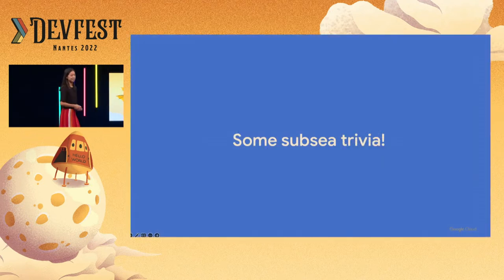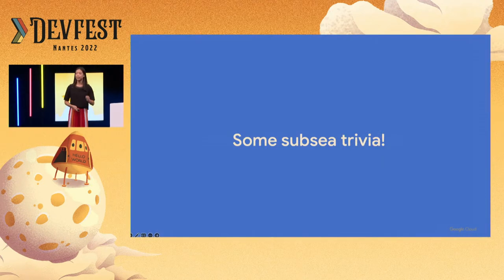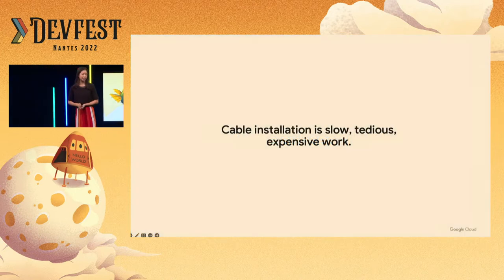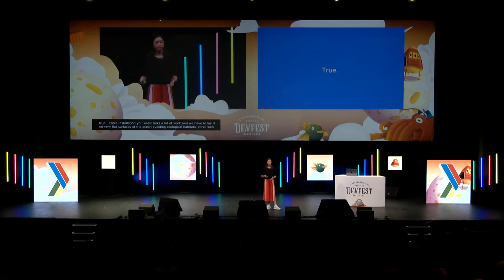All right, so first let's do some subsea trivia, because why not? Raise your hand if you think the answer is true, and then raise your hand if you think the answer is false. Cable installation is slow, tedious, and expensive work. True? Okay, false. Okay, I think that answer was pretty obvious, but the answer is true. Cable installation takes a lot of work, and we have to lay it on very flat surfaces of the ocean, avoiding ecological habitats, coral reefs, fishing beds, and so invariably, it can cost hundreds of millions of dollars. So definitely something that takes a lot of planning.